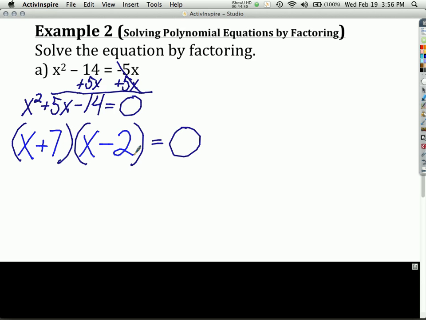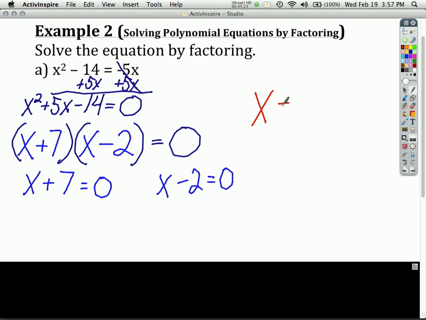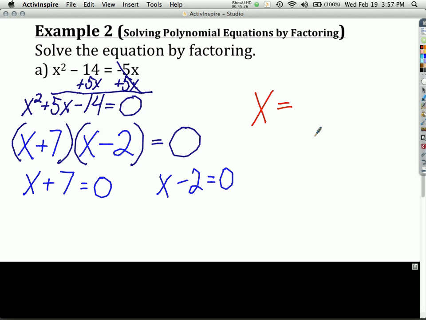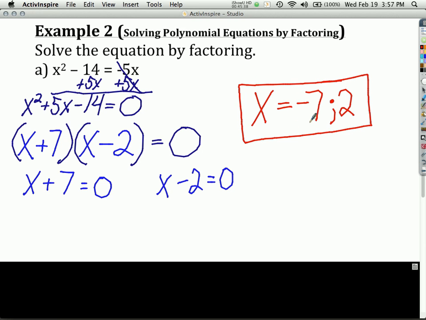All we have done was converted a dollar bill into 4 quarters. That's all we've done. We have not done anything with the 4 quarters. Now we need to actually do something. Now we set each binomial equal to 0. X plus 7 equals 0. And x minus 2 equals 0. What are the two values for x? What are the two solutions? Edgar? -7 and 2.